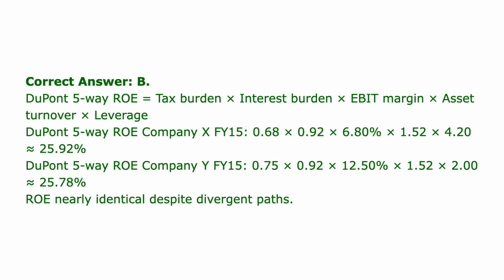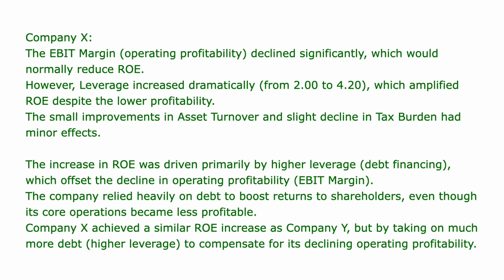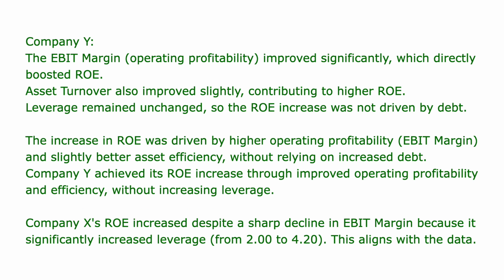Correct answer, B. DuPont 5-way ROE analysis shows Company X and Company Y had nearly identical ROE in FY15, despite different financial paths. Company X's ROE increased due to higher leverage offsetting declining operating profitability. This contrasts with Company Y, which achieved a similar ROE increase without relying on increased debt. Company Y's ROE increased due to improved operating profitability and asset efficiency, not increased leverage. Company X's ROE increased despite declining EBIT margin due to increased leverage.